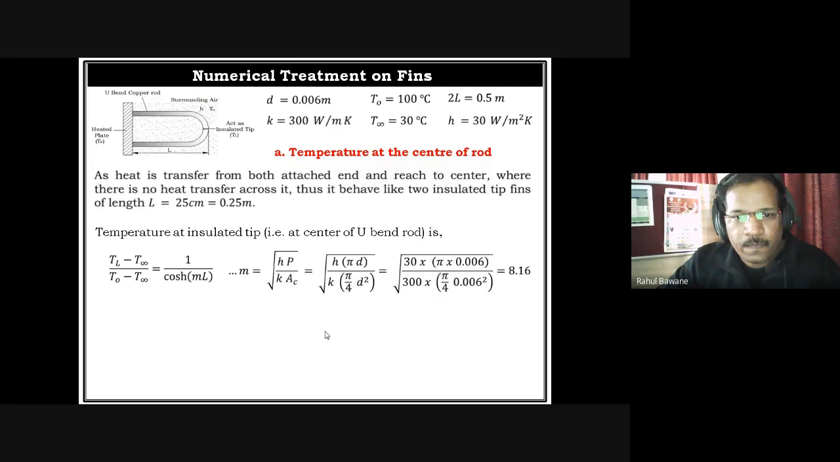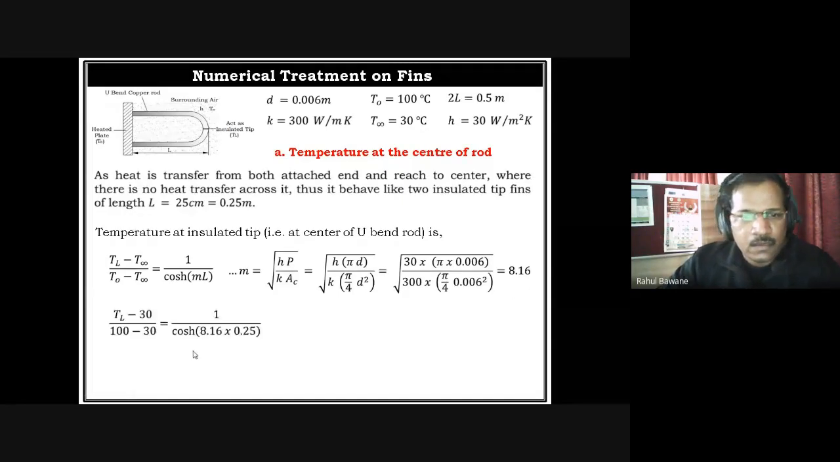Now we require the m value. L is there, 25 centimeters. So m is the square root of hP upon kA_c. H, the convective coefficient, is 30. K is given as 300. Perimeter is pi d. Cross-sectional area is pi by 4 d squared. So if I put in the values of all these parameters, m will be 8.16.